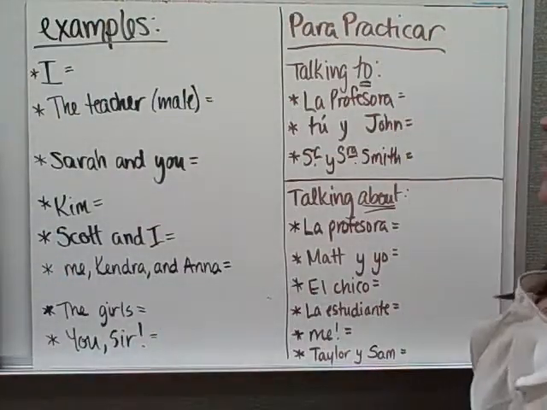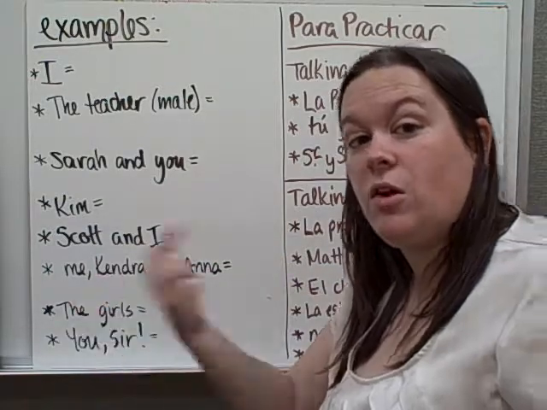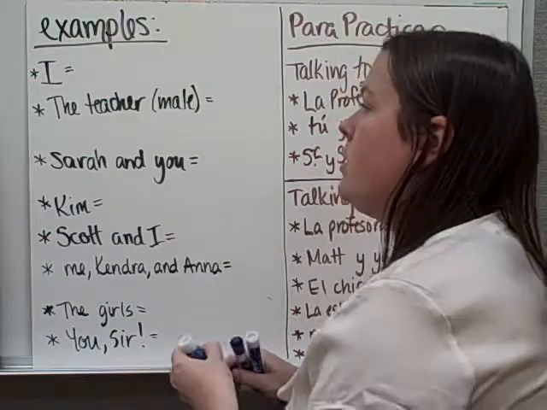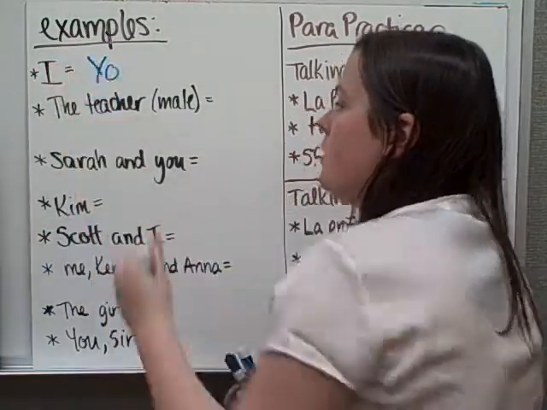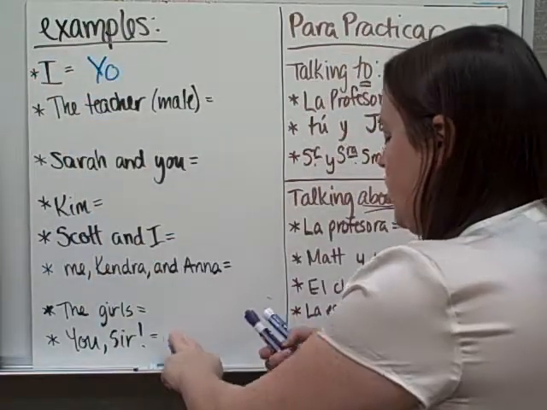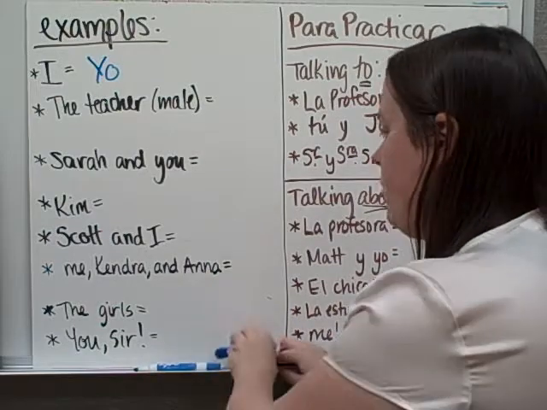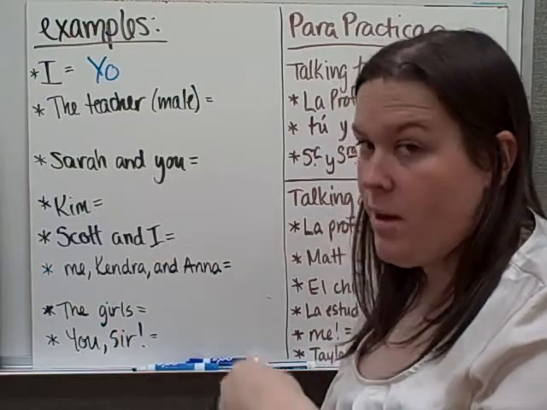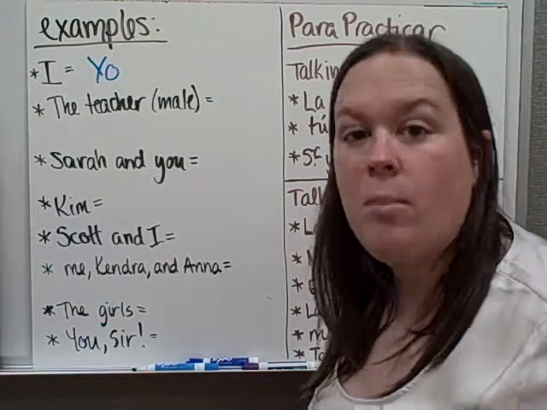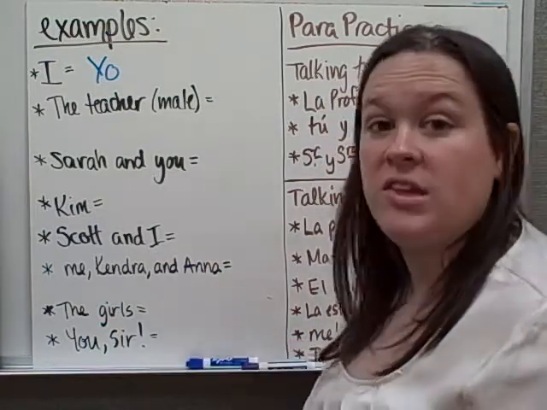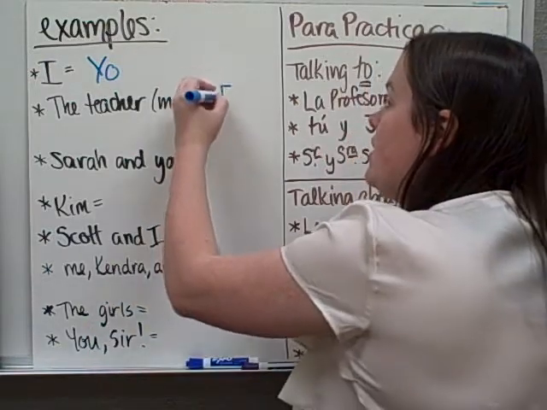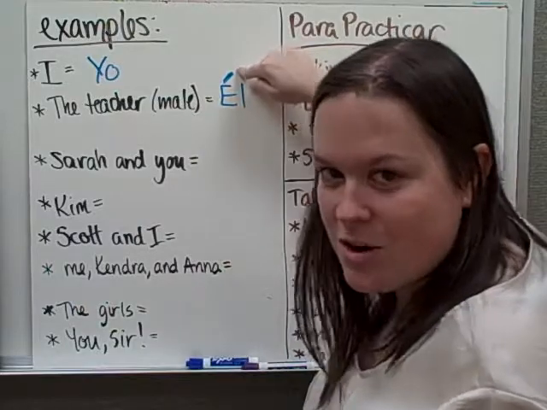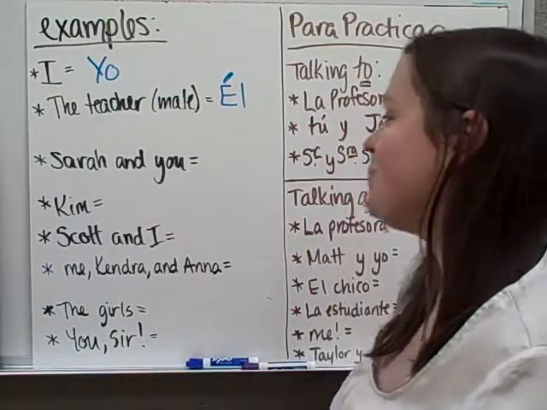So, if it's I or me, that is first person. So, that's going to be light blue, and that is yo. The teacher, that is a male. Now, in this case, we don't know whether we're talking to the teacher or about the teacher. So we're just going to assume we're talking about the teacher. Since it's a male, we're going to say he, or in this case, él. Make sure your él has an accent right there, or otherwise it's not the right word.